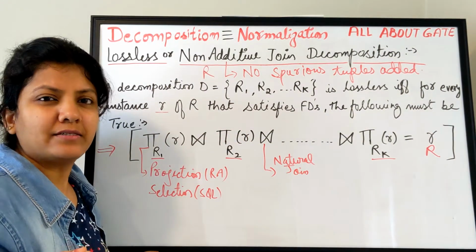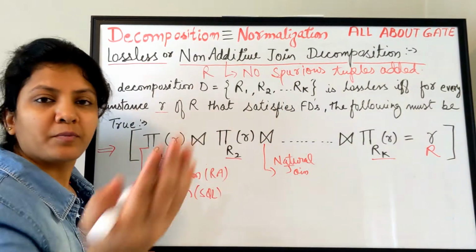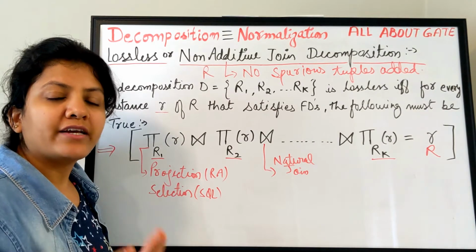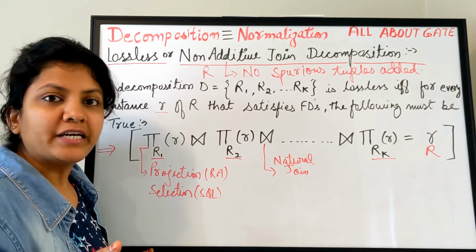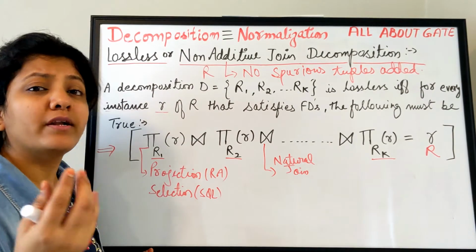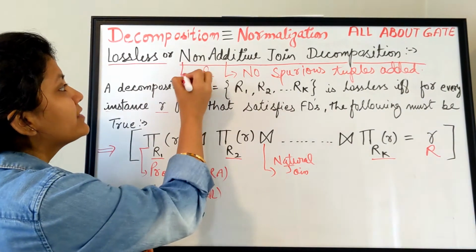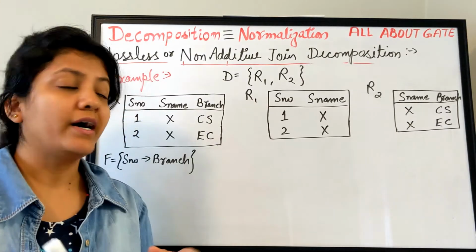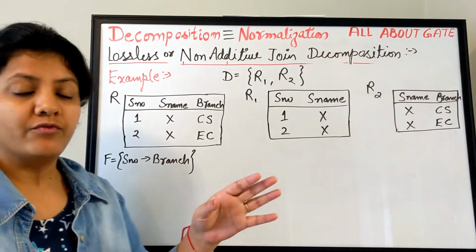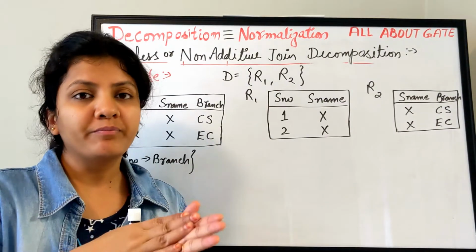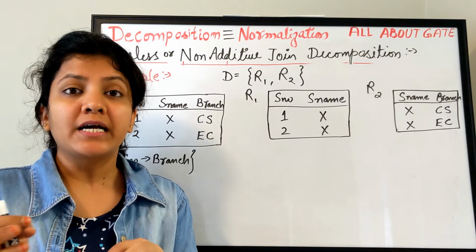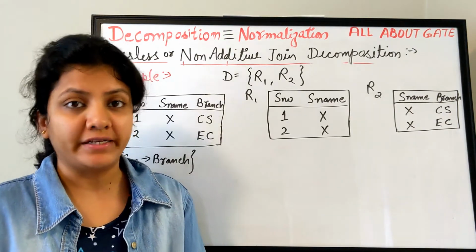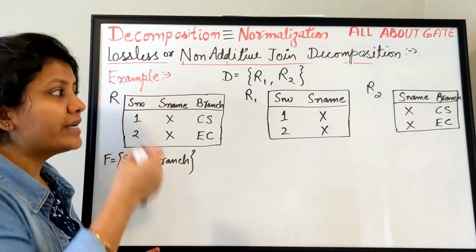Although the name lossless does not imply spurious tuple addition, it became a very common term to use. Most textbooks and database literature use this term, but the right word that implies this property is non-additive: nothing should be added. Now I have taken an example to show how a relation divided into multiple tables is joined, and how spurious tuples can be added.